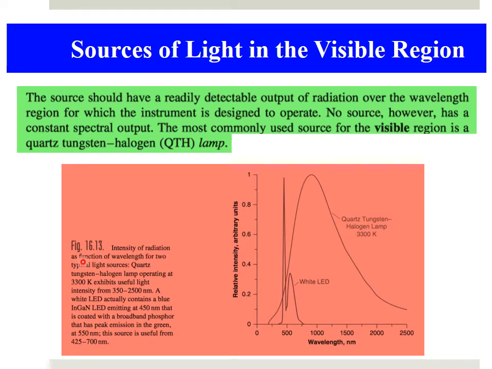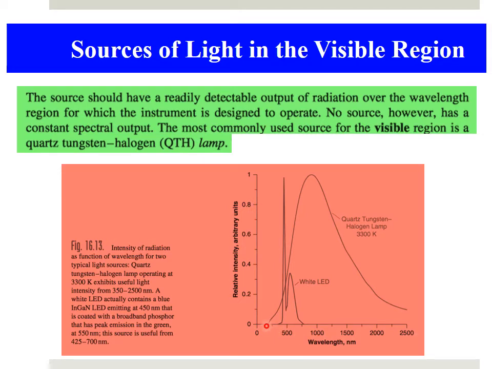We can see the intensity of radiation as a function of wavelength for two typical light sources. The quartz tungsten halogen lamp operates at 3300 Kelvin, and it exhibits useful light intensity from 350 to 2500 nanometers. As you can see from the graph, the lamp starts emitting radiation from 350 nanometers and extends to 2500 nanometers. So we can perform analysis with the quartz tungsten halogen lamp from 350 to 2500 nanometers.